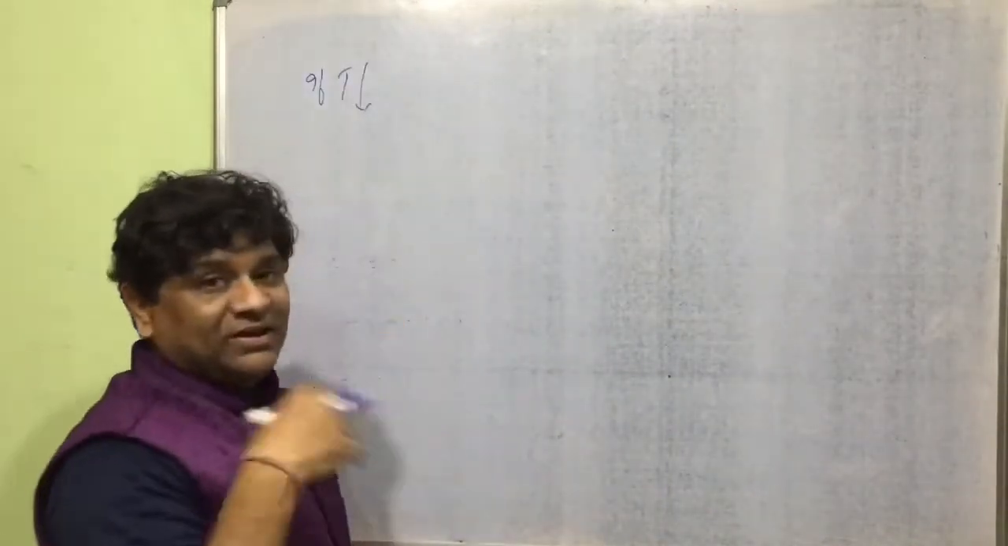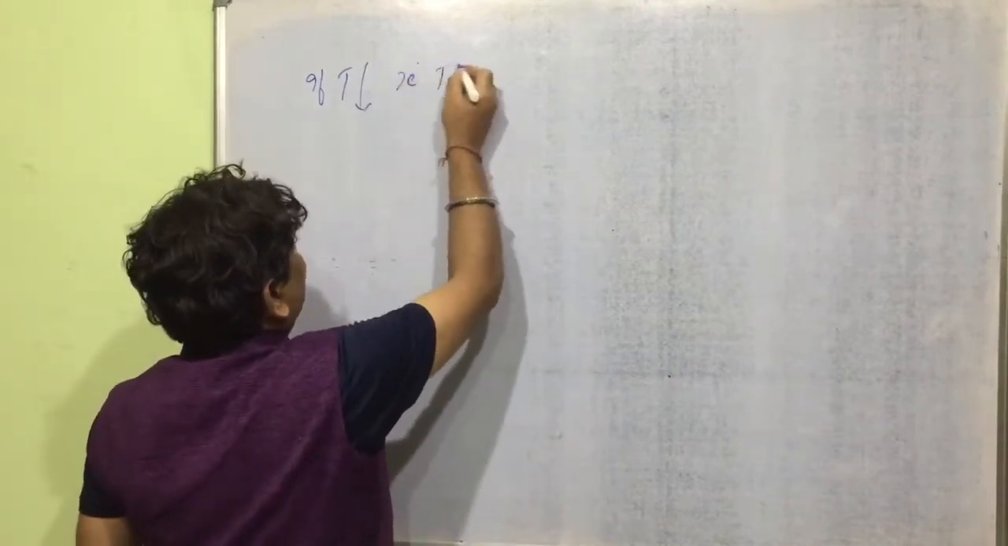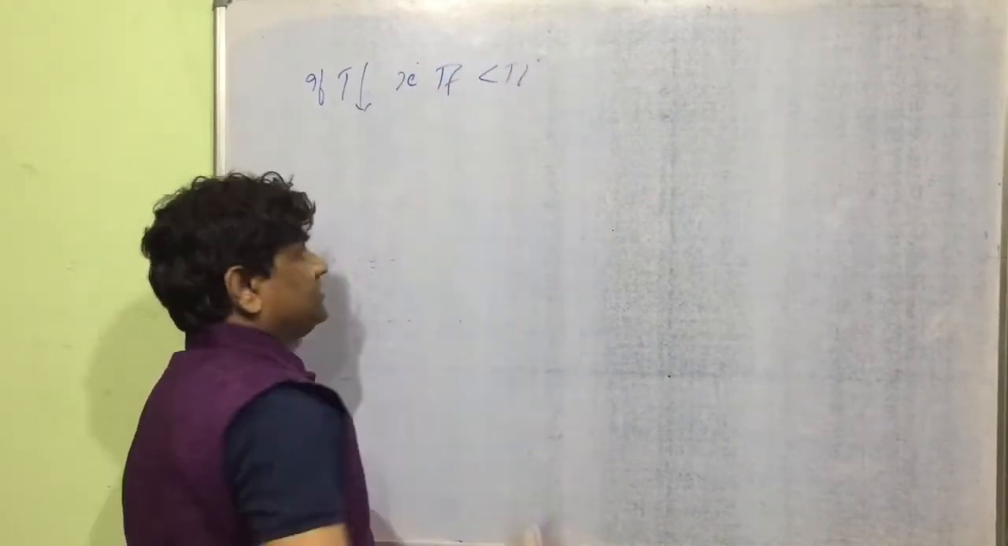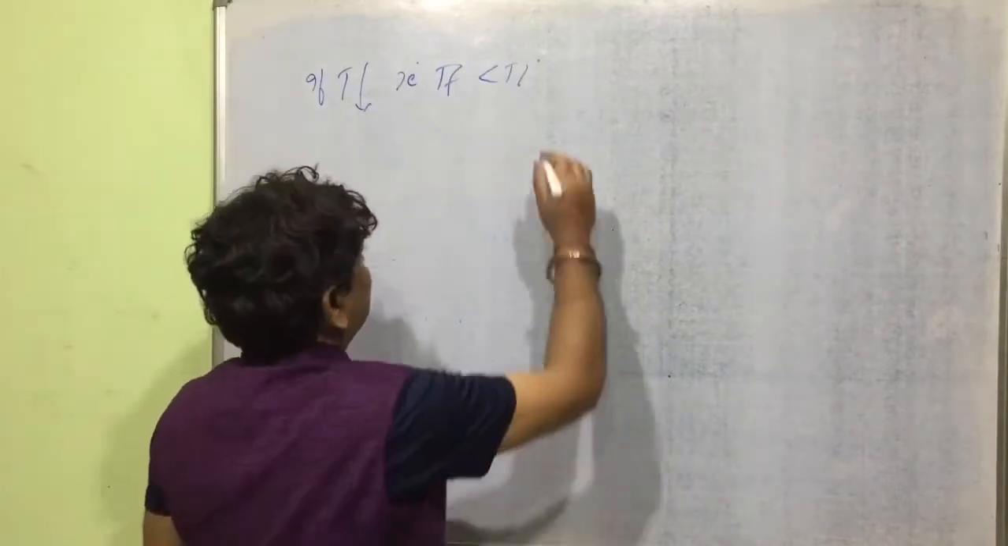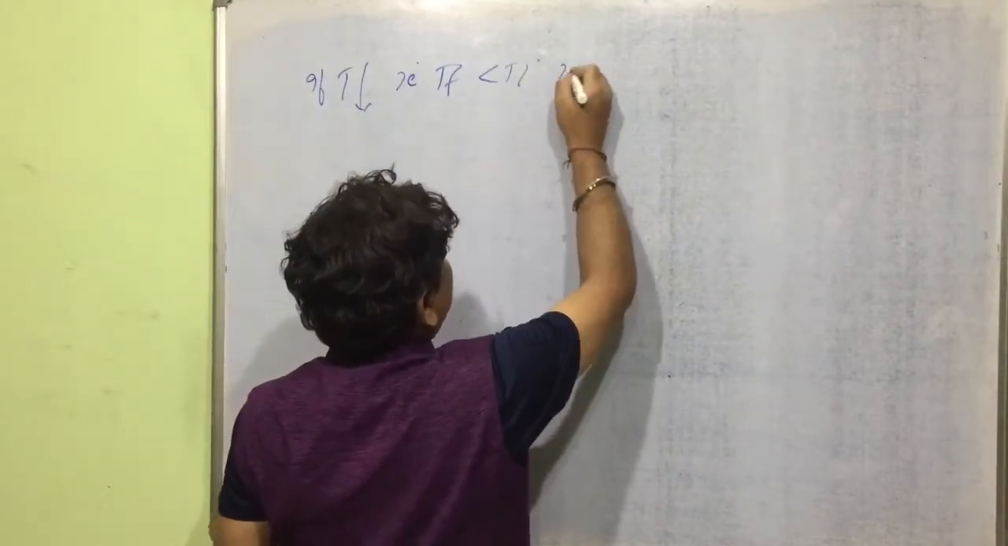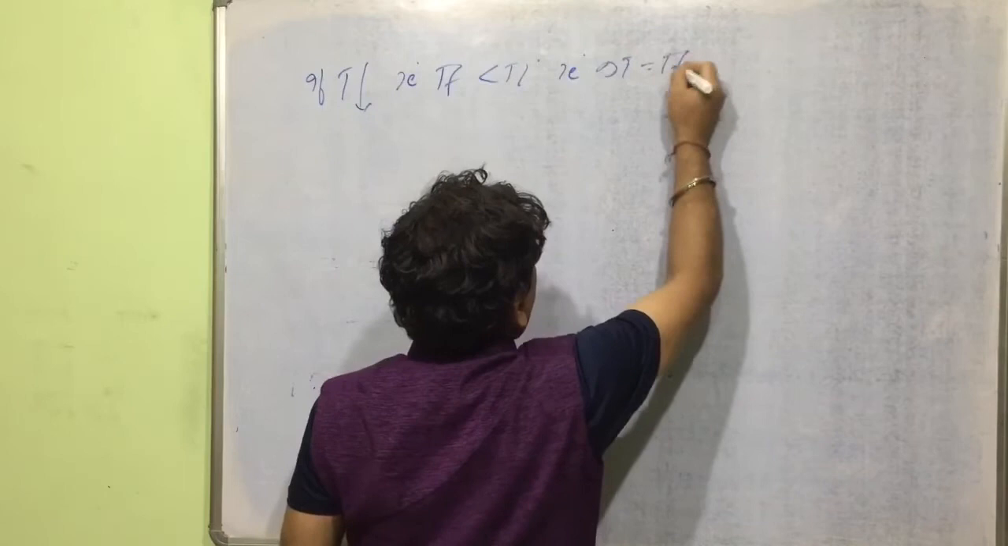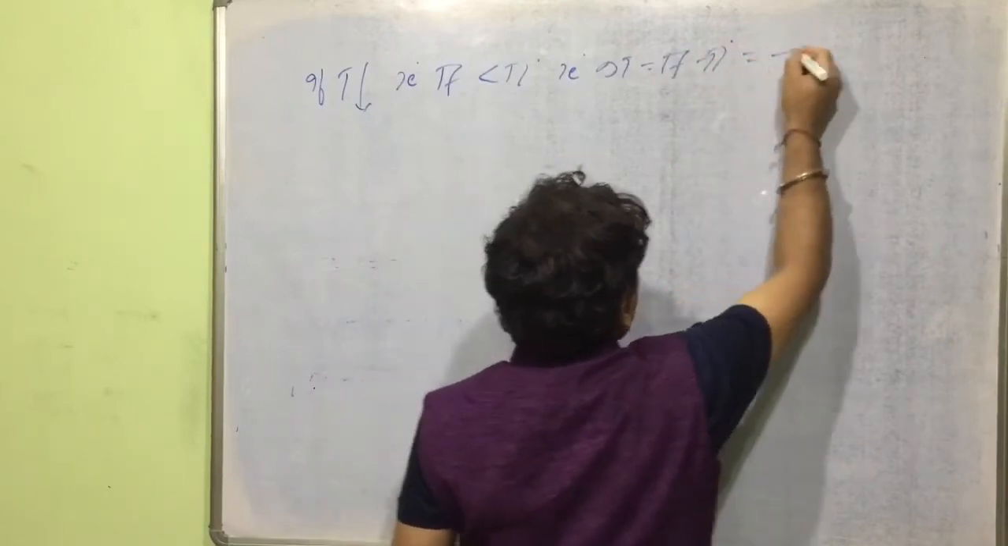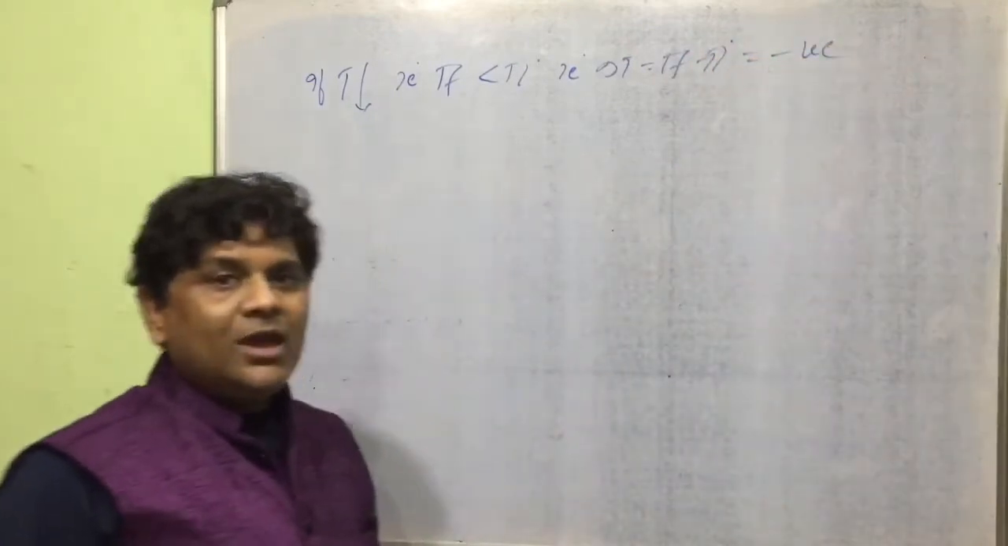Now if temperature decreases, that is T final is less than T initial, then delta T, which is equal to T final minus T initial, will be negative. This value will be negative.